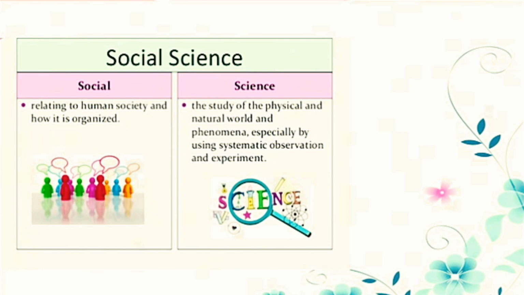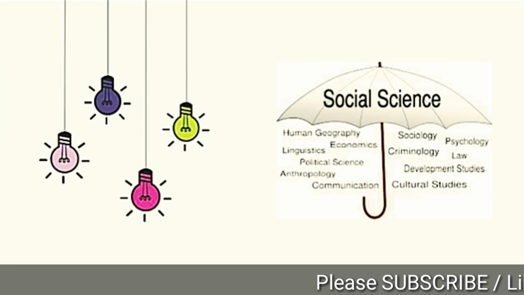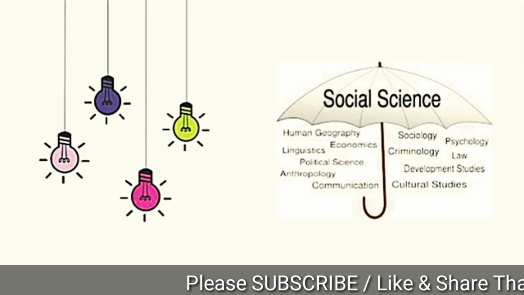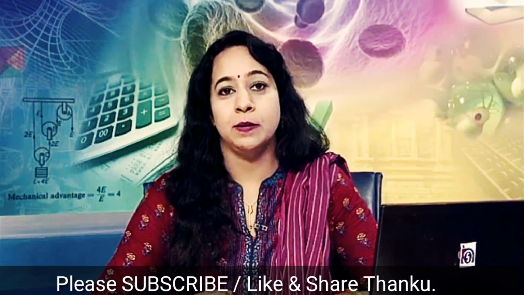The term social science is derived from social and science. Social means relating to human society and how it is organized. Science refers to the study of the physical and natural world and phenomena, especially by using systematic observation and experiment. Thus, social science is an umbrella term which includes geography, economics, linguistics, political science, anthropology, communication, sociology, psychology, criminology, law and whatnot. It is all about society and humans.